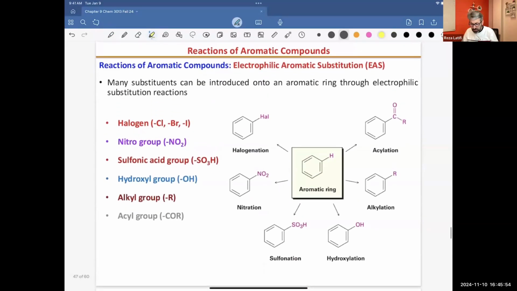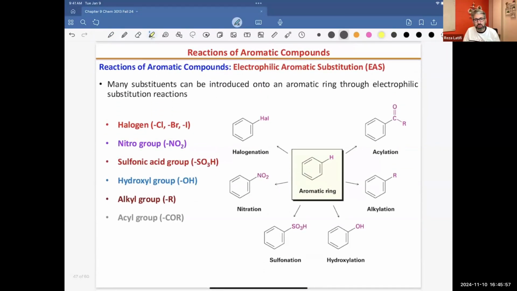Now, I want to list some common reactions for the benzene molecule. As you see, we can take a hydrogen on the benzene molecule and replace it by a halide. In that case, we say we are dealing with halogenation. If you replace it with NO2, nitration; SO3H, sulfonation. If you replace H by OH, or technically oxidize it, we say we are dealing with hydroxylation. If you replace H by an alkyl group, it will be alkylation. And if you want to replace it by a carbonyl group, we say we are dealing with acylation. I'm going to try to practice some of them.